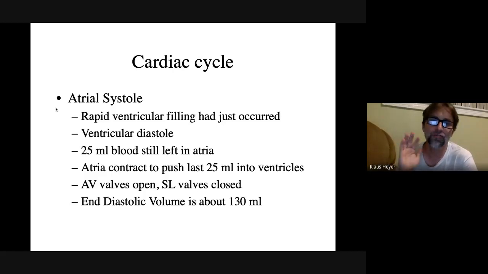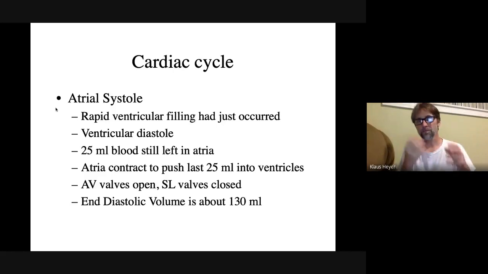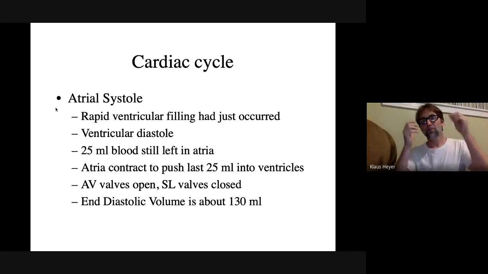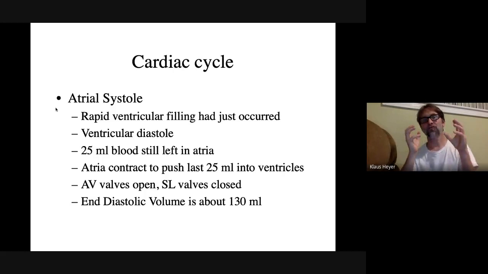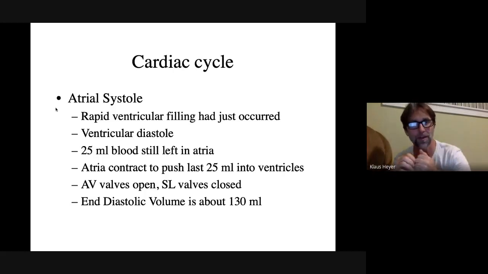So you've got three main ideas here. Blood filled the atria, opened the AV valves, and dropped into the ventricle. That's idea one. Idea two, the atrium contracted and pushed the rest of the blood into the ventricles. That's the second part. And then the third part, now how much blood's in the ventricles now? That's the end diastolic volume.